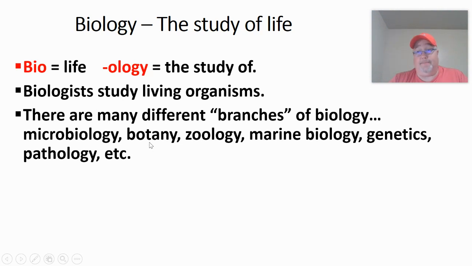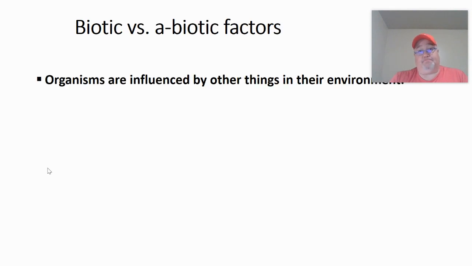Botanists, they're people who study plants. Zoologists study animals. Marine biology, the study of underwater life. Genetics, study of DNA, genes, and heredity. Pathology, you might remember path. That's one of your root words, means disease. So a pathologist, for example, might study the coronavirus or any organisms that might end up causing diseases. So again, lots of different branches of study when it comes to biology.